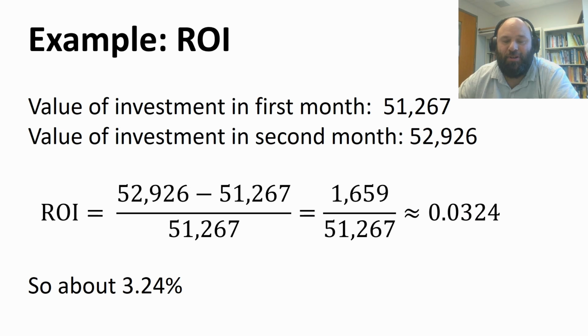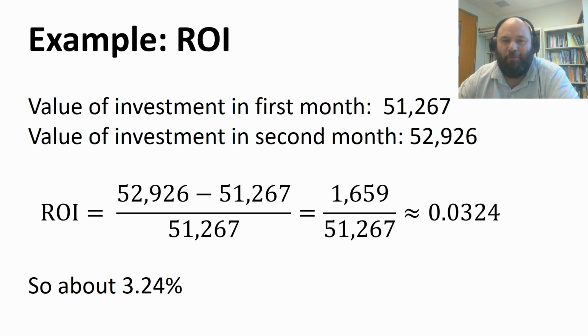So you see, we take the two numbers. The new one is the value in the second month. We subtract the value from the first month, and that absolute change is 1,659. Then to determine how significant that is, we compare to the original amount, the value of the investment in the first month, by dividing. So we divide by 51,267, and we get approximately 0.0324, which, if we convert to a percentage, is about 3.24%. That's the return on investment.